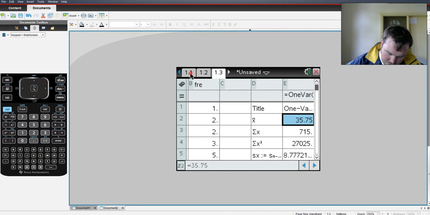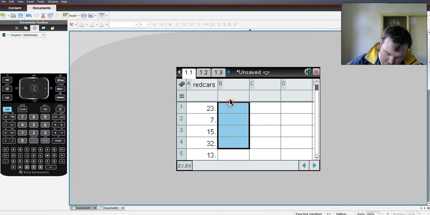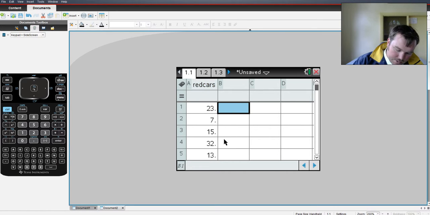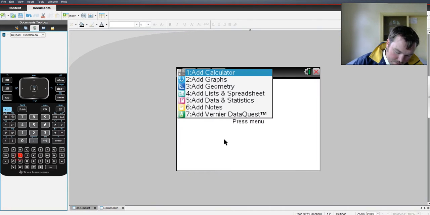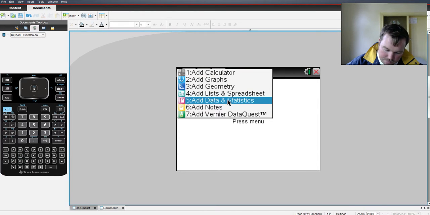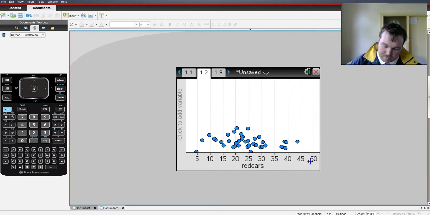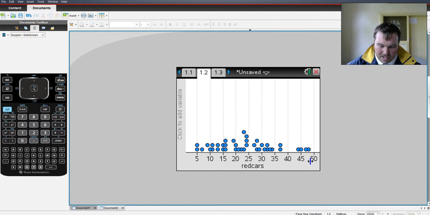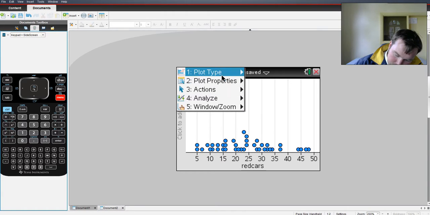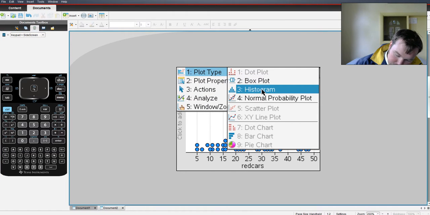Alright, so I've entered them in earlier. These are our red car columns. Let's say I want to go a histogram first. Red car there, and enter a histogram. So I go Control I to insert a new page, and I want data and statistics. Comes up with a lot of dots. Down here, I want red cars. Now that's effectively a dot plot. It's not quite a histogram yet, so we go Menu, Plot Type, because we would like it to become a histogram.